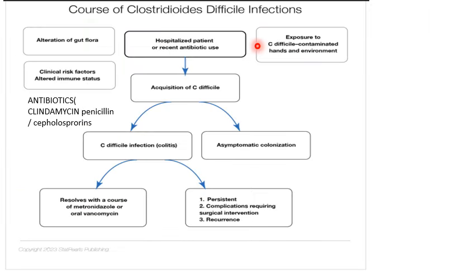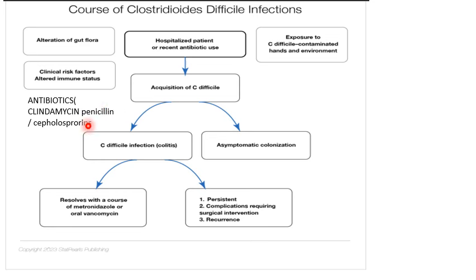Okay. Now, how does the disease course act? Alteration of the gut flora. The patient is hospitalized, he is on antibiotic therapy. Exposure to C. difficile, contaminated hands and environment. What are the clinical factors? Most important is antibiotics. And in the antibiotics, clindamycin is the main culprit.